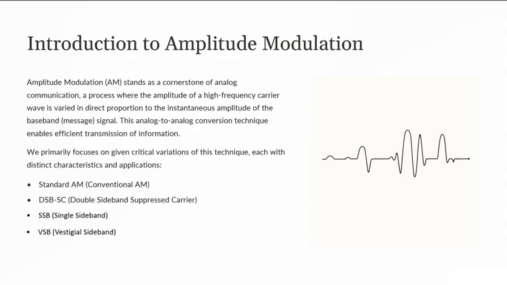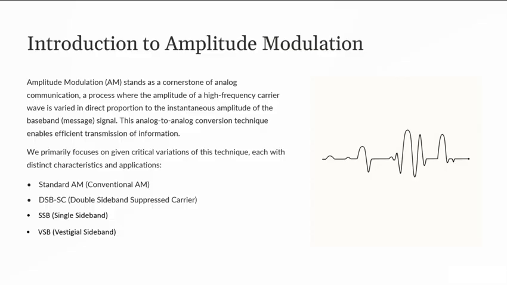In amplitude modulation, what we do is very simple. We change the amplitude of a high frequency carrier according to the message signal. The message signal contains information like voice or music, and the carrier helps in transmitting it over longer distances. So AM is an analog to analog modulation technique, and it is one of the oldest and most important modulation methods, we can say.